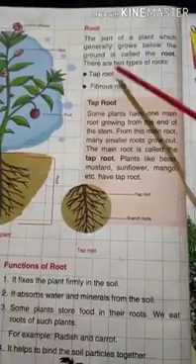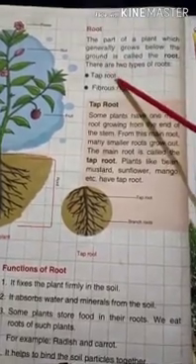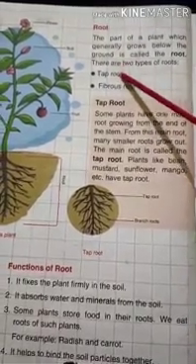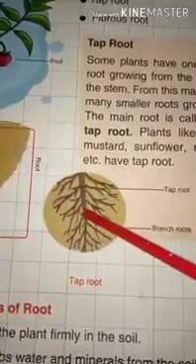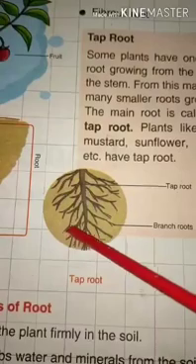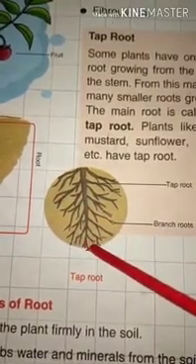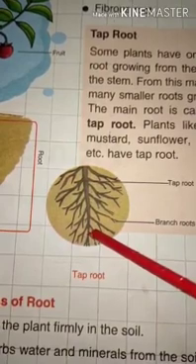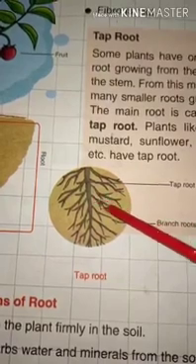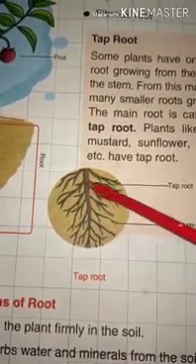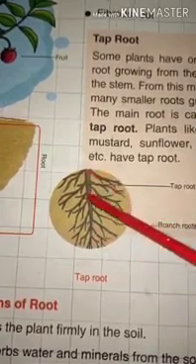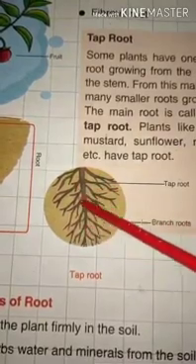Okay? So roots are of two types, taproot and fibrous roots. So first we will know about taproot. Now, these plants have one main root. See this? One main root growing from the end of the stem. From this main root, many smaller roots grow out. Can you see this? Smaller roots? So the main root is called taproot. See this main root? This is known as taproot.